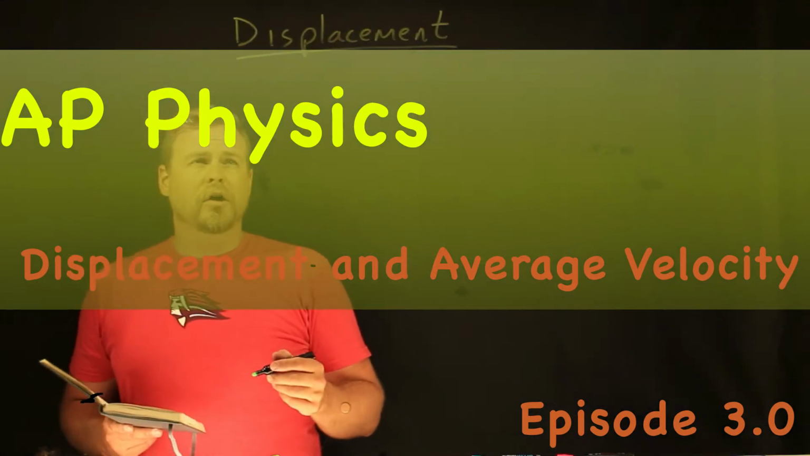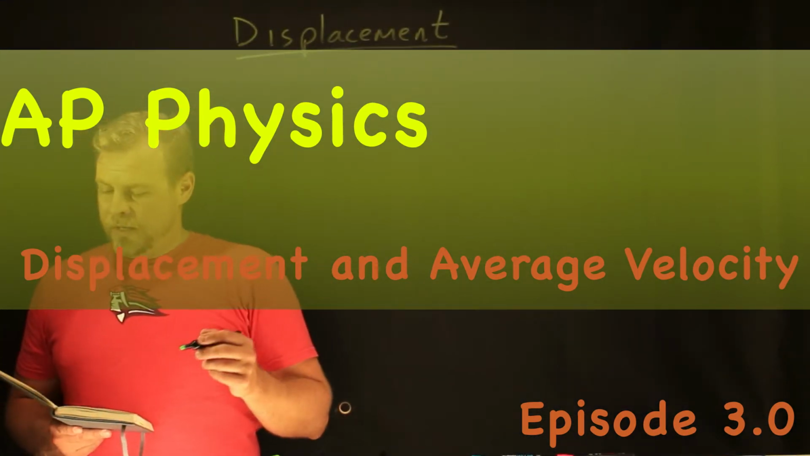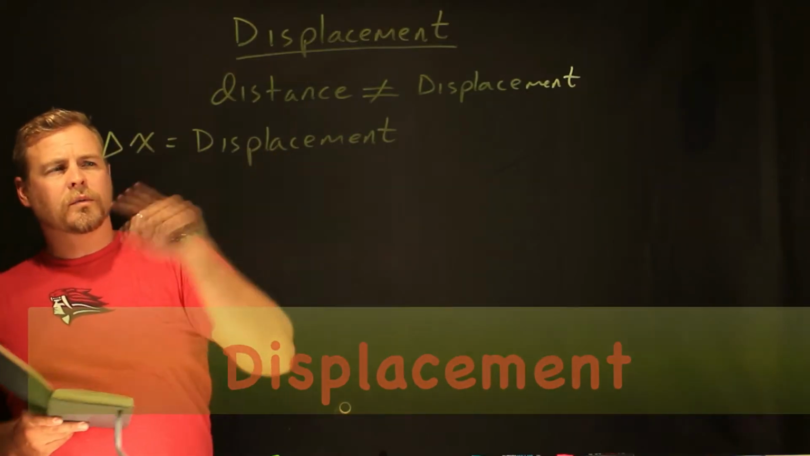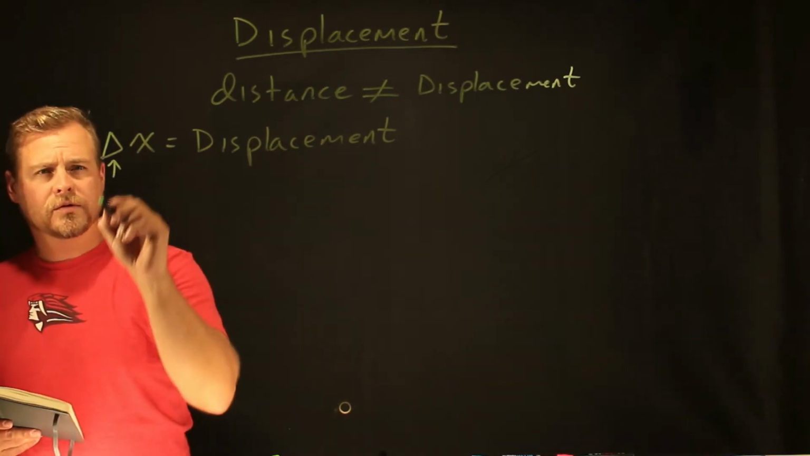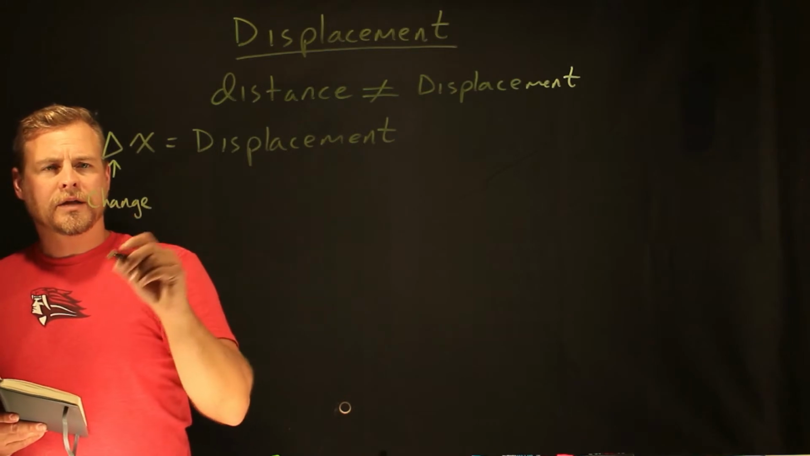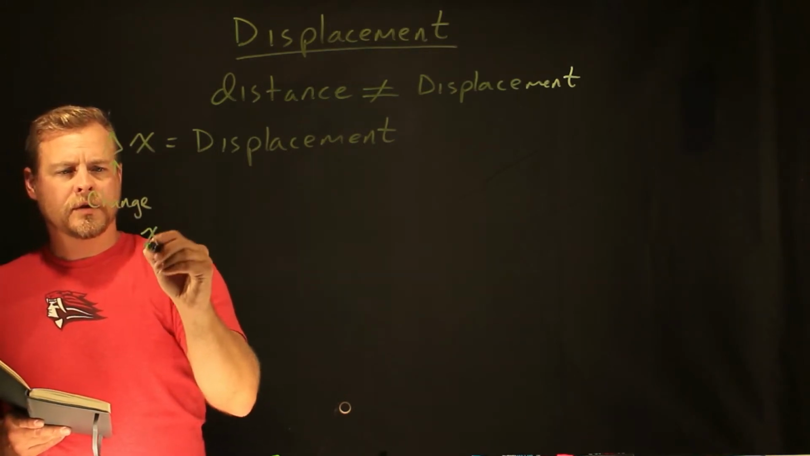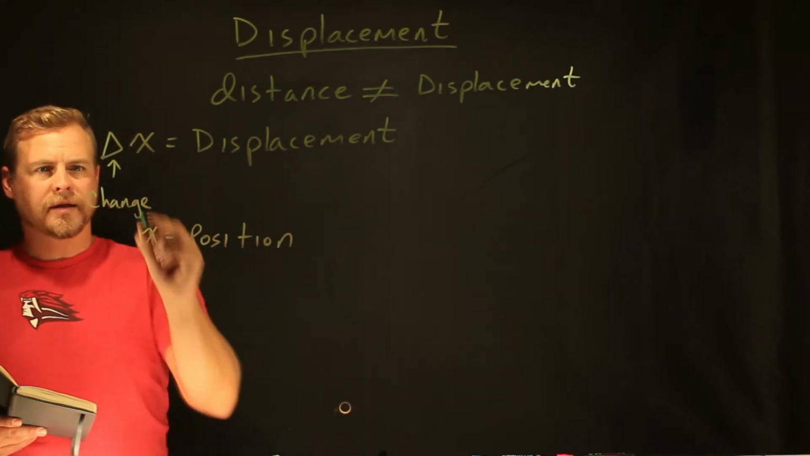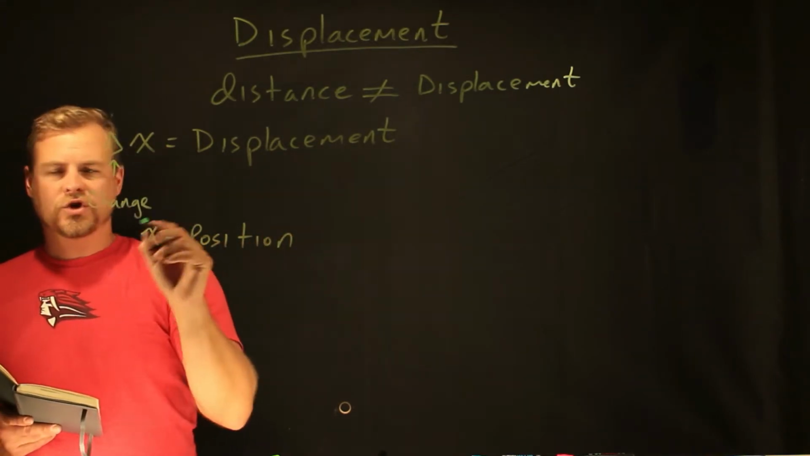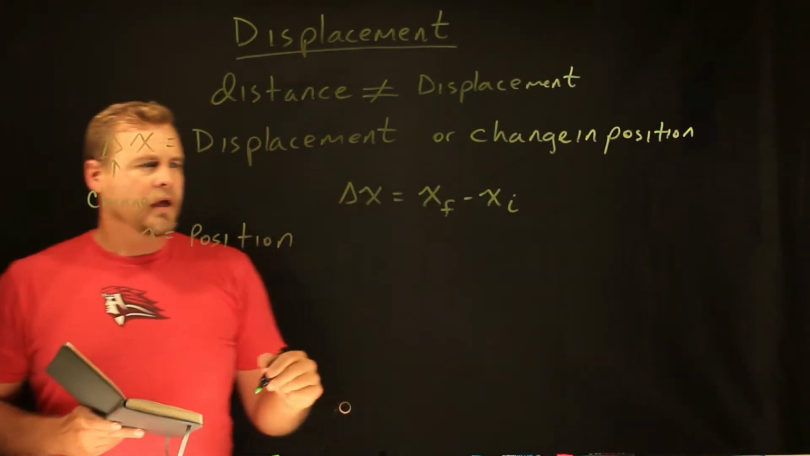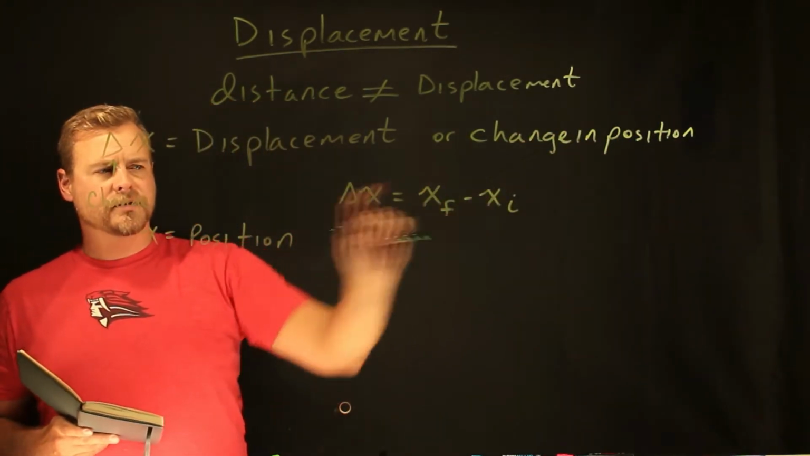In this video, we're going to talk about the difference between distance and displacement. The term delta x is what we're going to use for displacement. Little triangle means change. And so if x is position, then the delta x is the change in position. This can also be expressed as the final minus the initial.